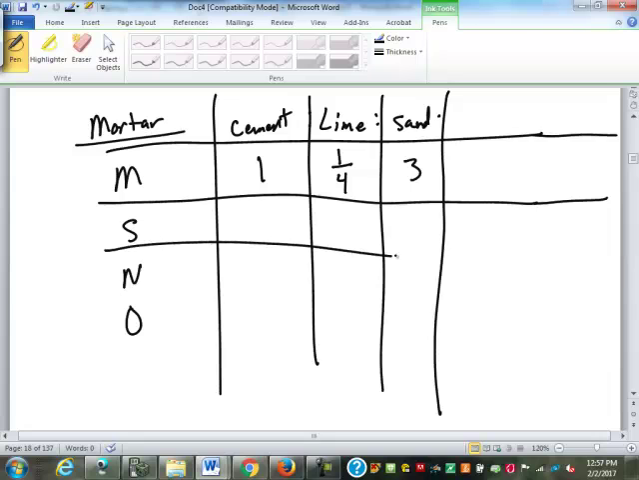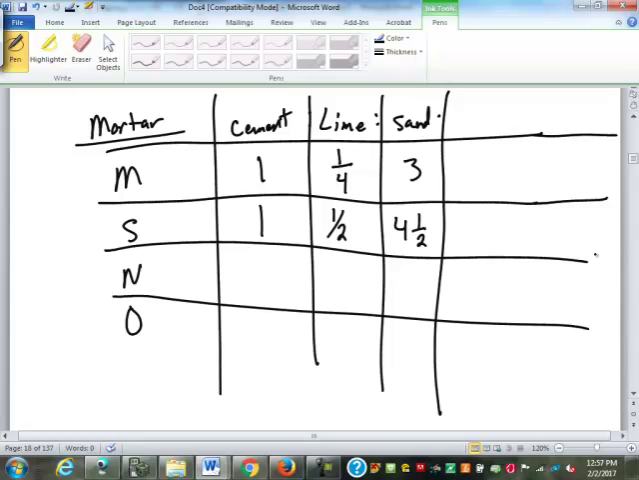Type S is a 2-to-1 ratio, so it's 1 part cement to 1/2 part lime and 4.5 parts of sand. Type N is 1-to-1, 1 part cement to 1 part lime to 6 parts sand. And type O is a 1-to-2, so 1 part cement to 2 parts lime to 9 parts of sand.